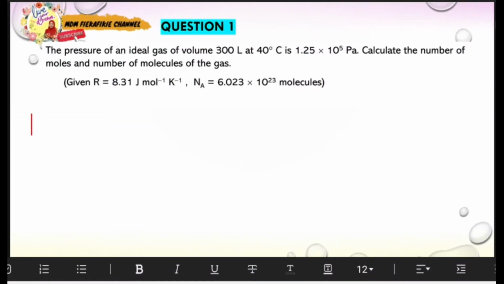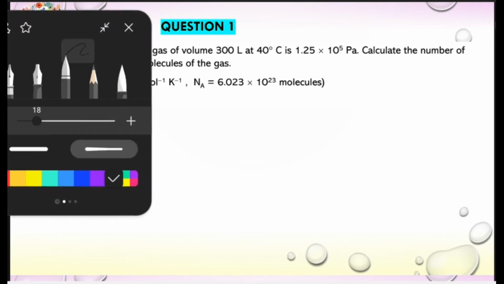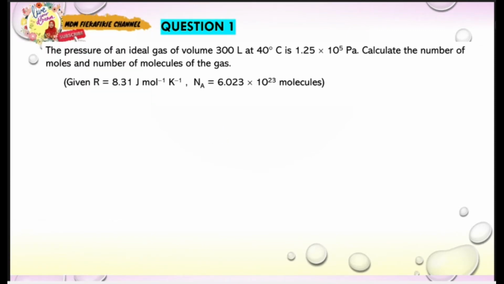Alright, now let's read the question first. The pressure of an ideal gas of volume 300 liter at 40 degrees Celsius is given as 1.25 times 10 power of 5 Pascal. The question asks us to find the number of moles and the number of molecules of the gas. Okay, let's start. Let's take out all the information given.